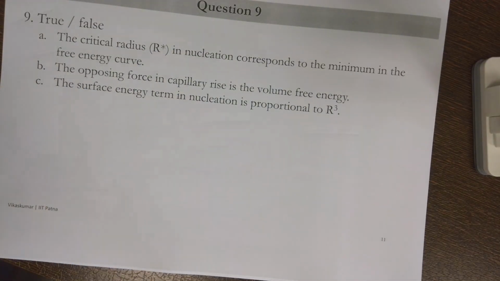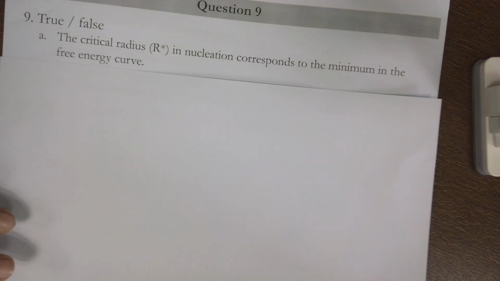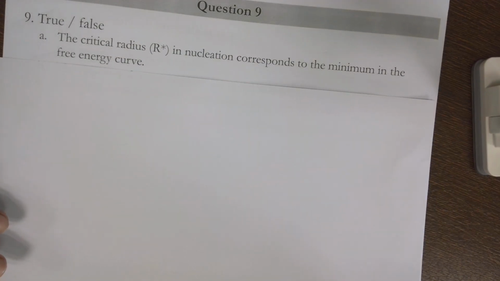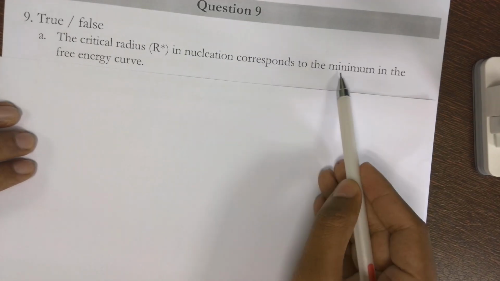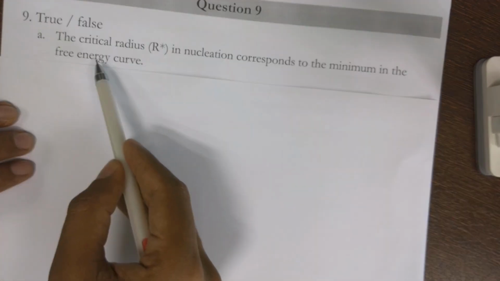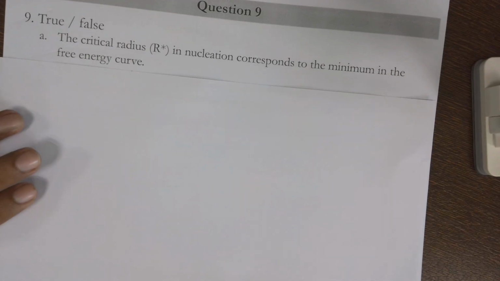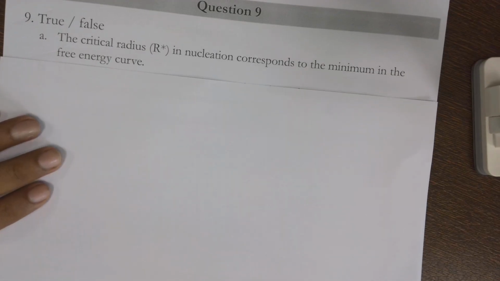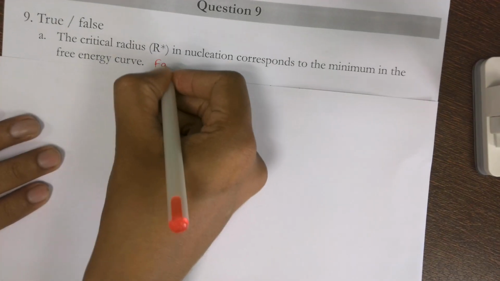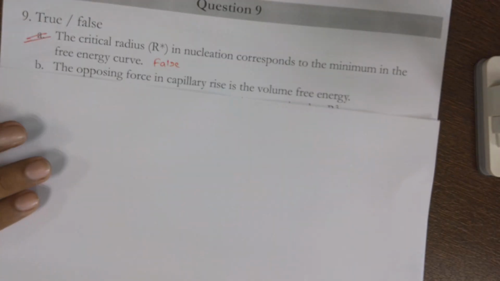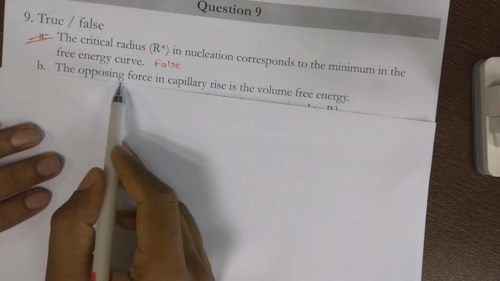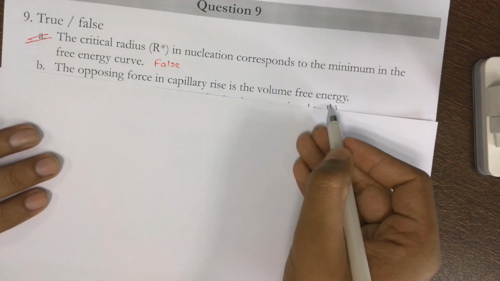True and false. Okay, I have this. The critical radii R star in nucleation correspond to the minimum in the free energy curve. False, right? We discussed that it corresponds to the maximum. Next part, the opposing force in the capillary rise is the volume free energy.